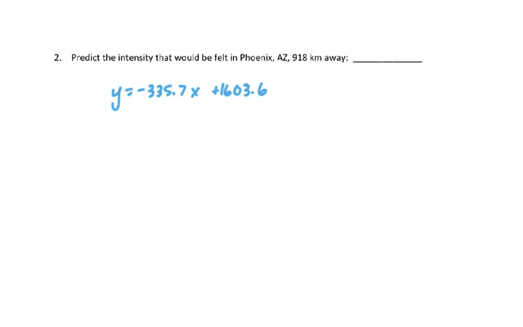So now we're being asked to predict the intensity in Phoenix, Arizona, 918 kilometers away. So what we're going to be doing is plugging in 918 for y, because x was our intensity. So 918 equals negative 335.7 x plus 1603.6. We're going to subtract 1603.6.